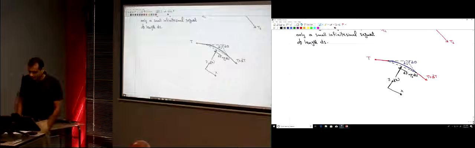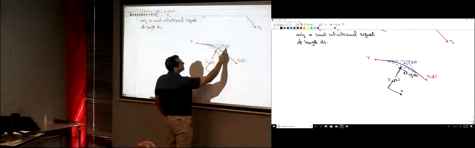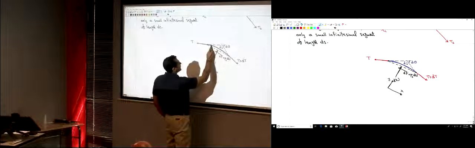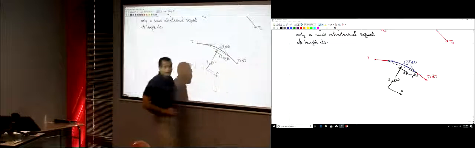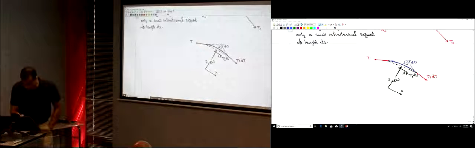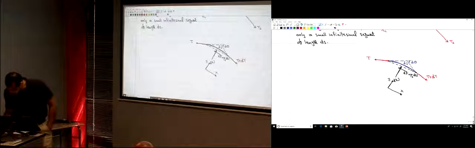So now, from some trig, if this angle is d theta between those directions, this angle now is d theta divided by 2. Let's draw this in purple here. This angle is d theta divided by 2, and this angle here is d theta divided by 2 as well.